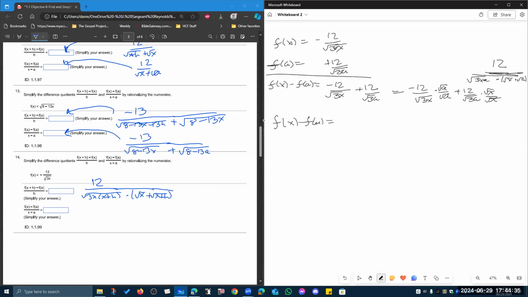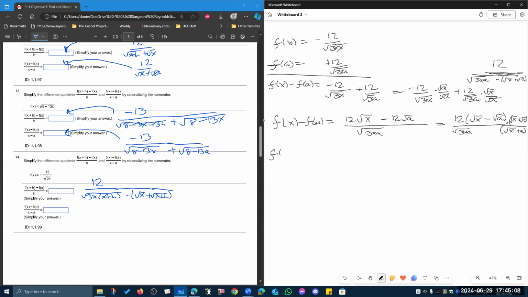So this is going to be 12 root x is the positive part, minus 12 root a, there's my negative part, over root 3xa. Factor that 12 out: root x minus root a over root 3xa. Multiply by the conjugate of the top, which is root x plus root a. So we're going to multiply top and bottom to rationalize the numerator.